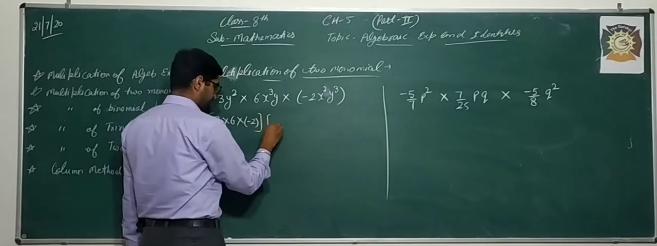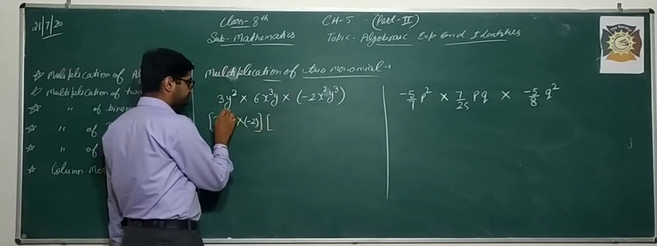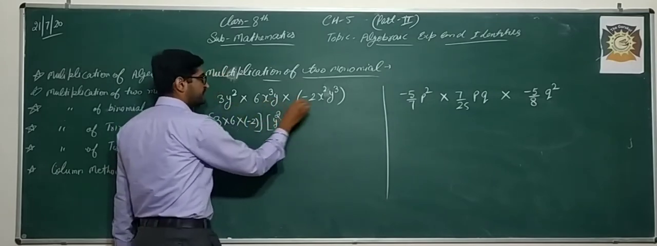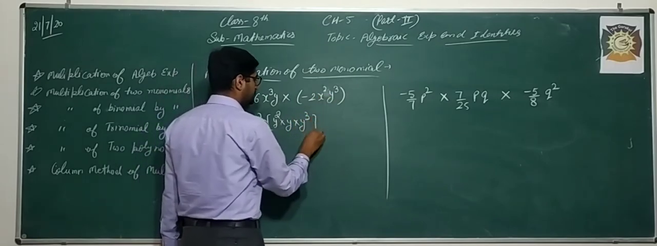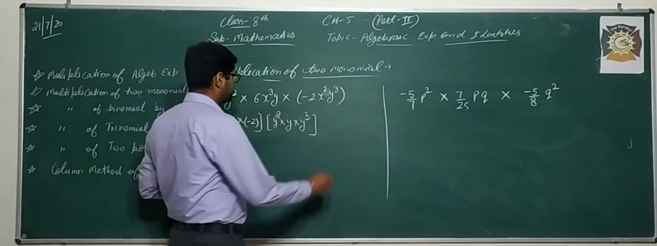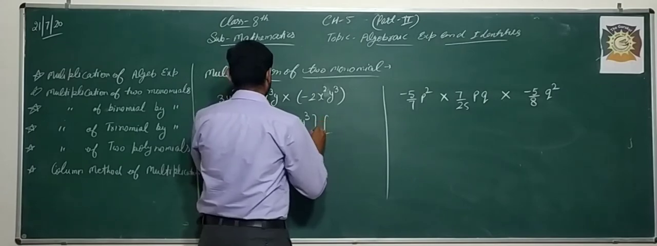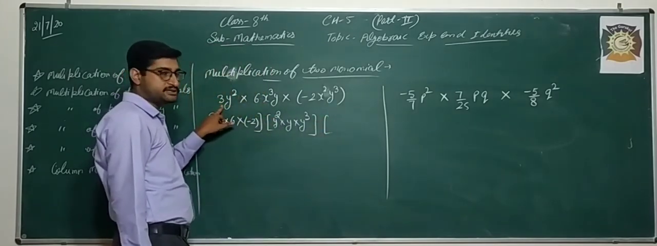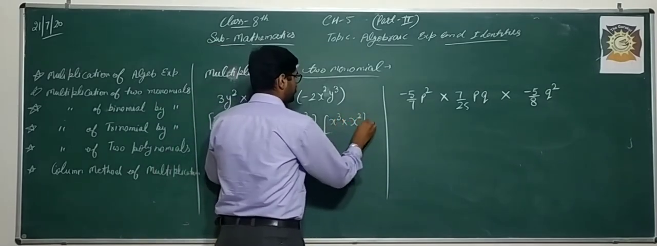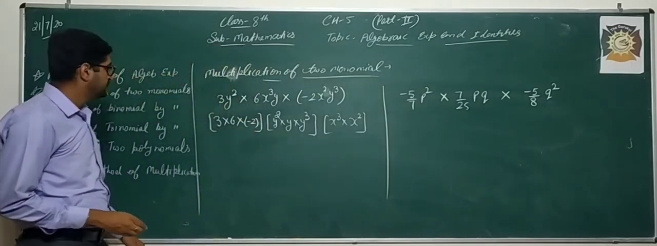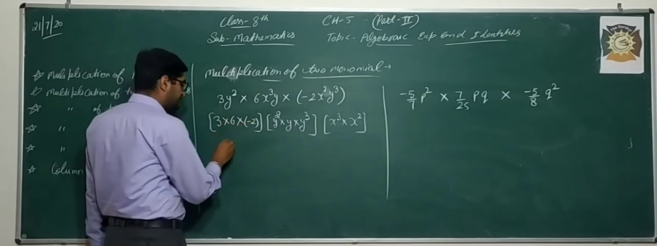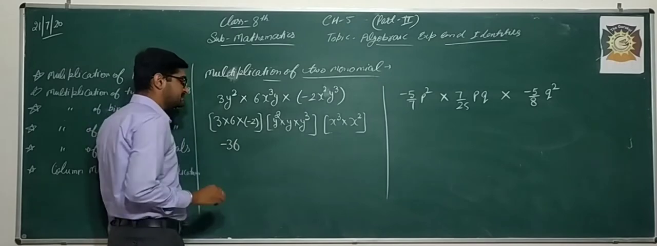After that, in the next bracket, we will write the value of y. This is y square into y into y cube. You can see here y square into y cube, and after that the value of x. It's not here in this term, it's x cube into x square. Is it clear? When we multiply 3 into 6, it is 18, and 18 into 2, 36, and the answer will be minus 36.